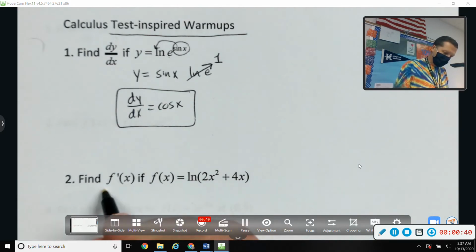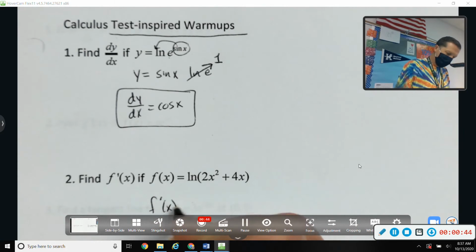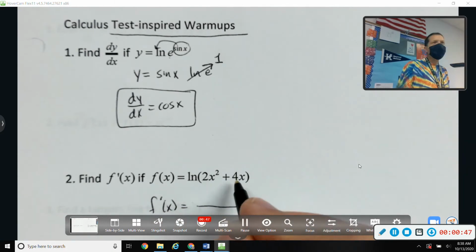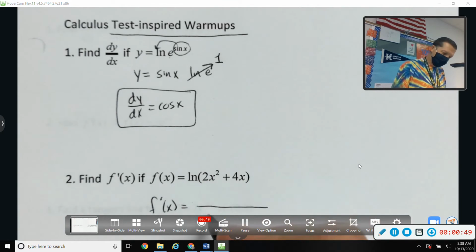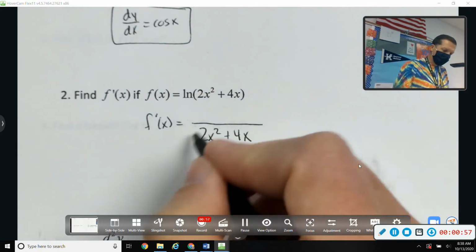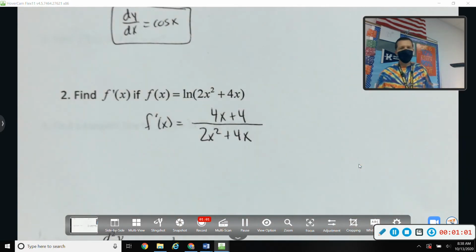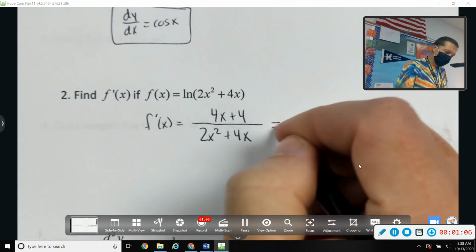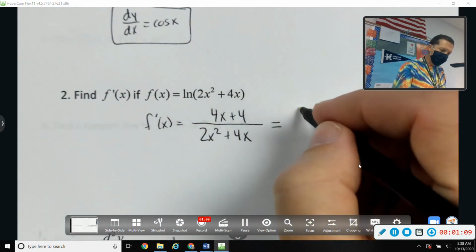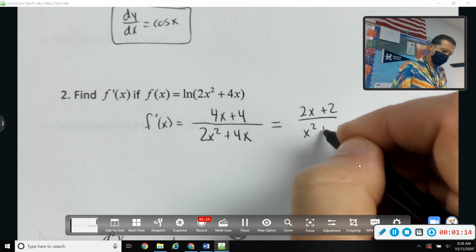Number 2, find f prime if f is equal to natural log. Well, natural log is 1 over the dude times the derivative of the dude. So 2x squared plus 4x in the denominator, and the numerator would be the derivative of that thing, 4x plus 4. And you could leave it like that. That one you could divide everybody by 2. So potentially on a multiple choice test, it might be 2x plus 2 over x squared plus 2x.